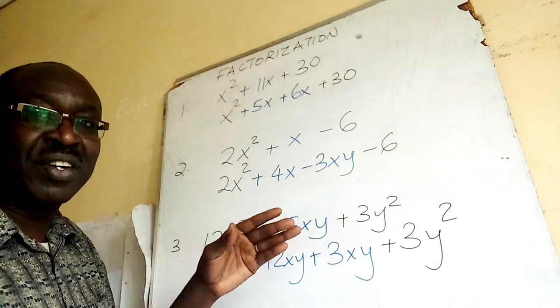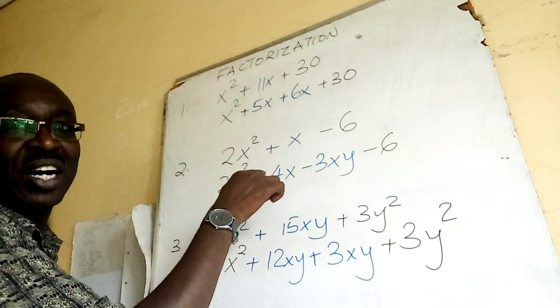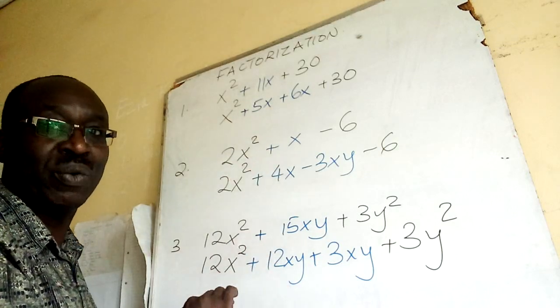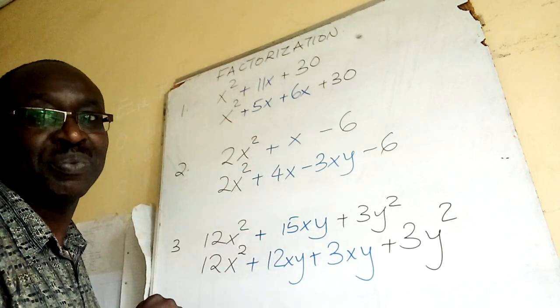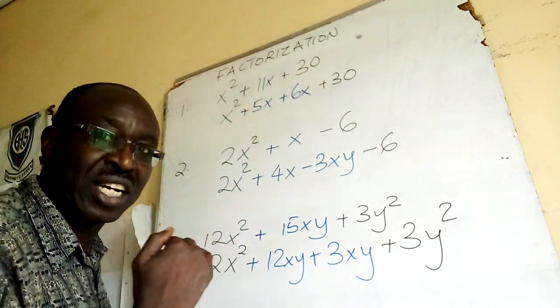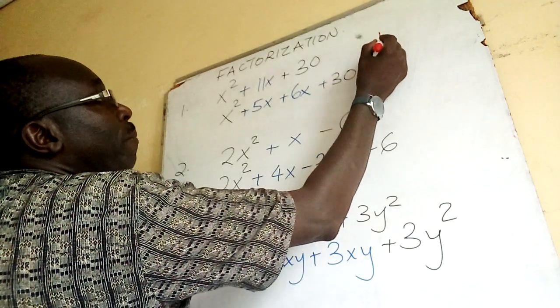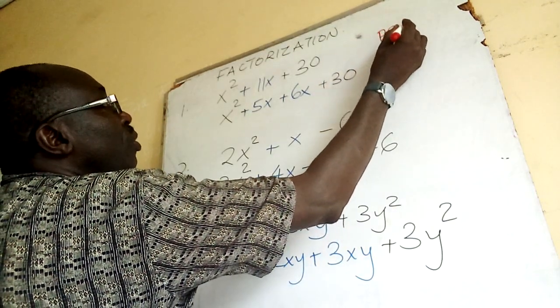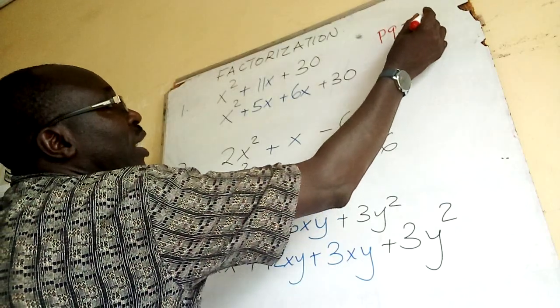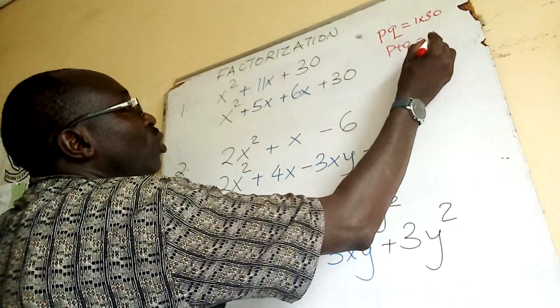So I've given you different forms here. Let me start with the first two, maybe up to three, where the camera can focus. We are very much used to this. So I've done step one, which comes from PQ is equal to 1 times 30 and P plus Q is equal to 11.